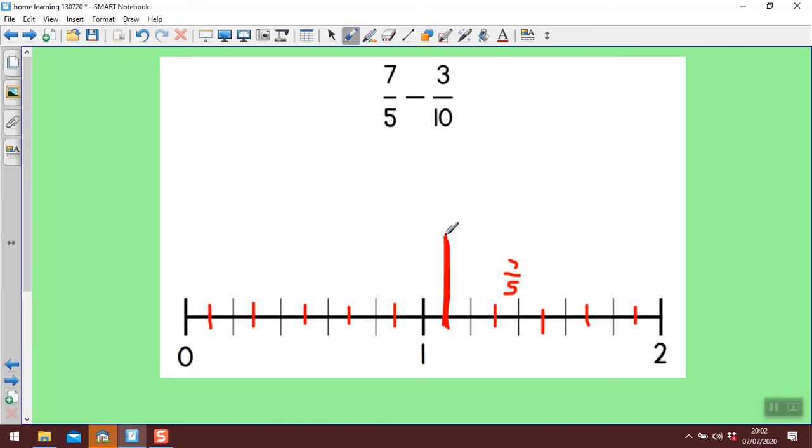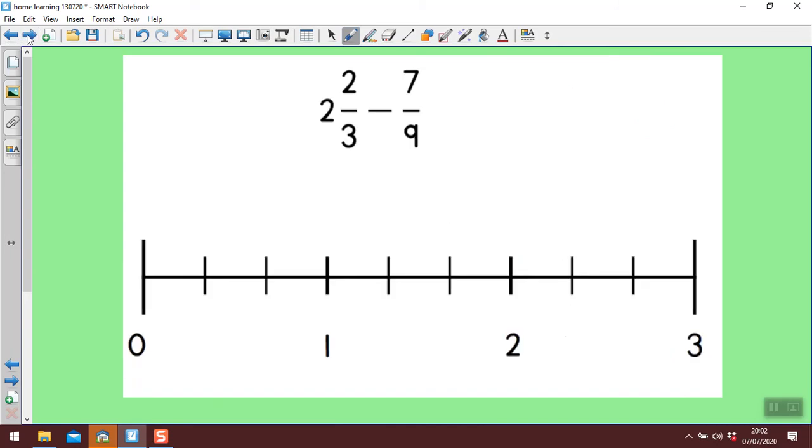But what is the fraction shown at this point on the number line? Pause the video and write it down. So I know that I'm going up now in tenths, so it's 1 whole one and 1/10. Or if I count these all together, 1, 2, 3, 4, 5, 6, 7, 8, 9, 10, 11. 11/10. Well done if you got that. Now have a go at this one. 2 2/3 subtract 7/9. Pause the video while you have a go.